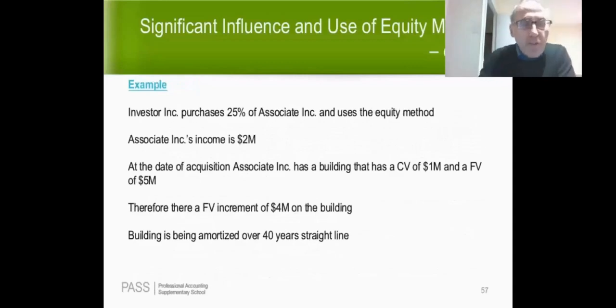Let's say the investor purchases 25% of the associate and uses the equity method. Let's assume the associate's income is $2 million. I'm going to show you how the equity method works. At the date of the acquisition, let's assume that the associate has a building with a carrying value of $1 million and a fair value of $5 million. So there's an increment of $4 million. Let's assume the building is being amortized over 40 years.